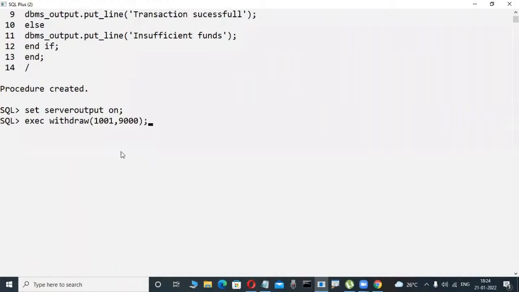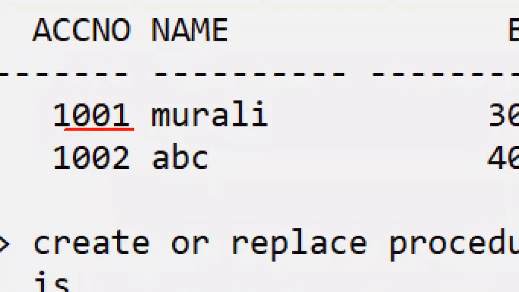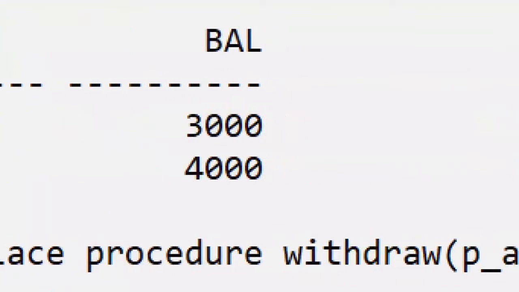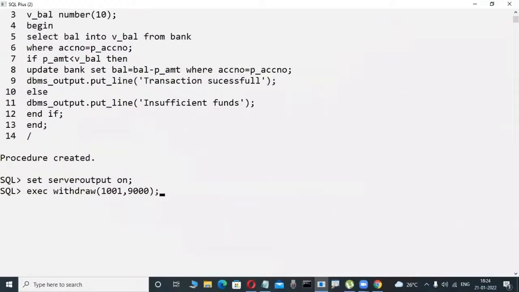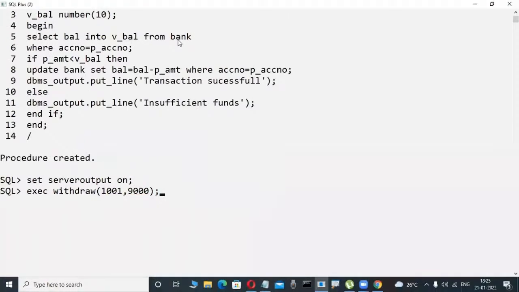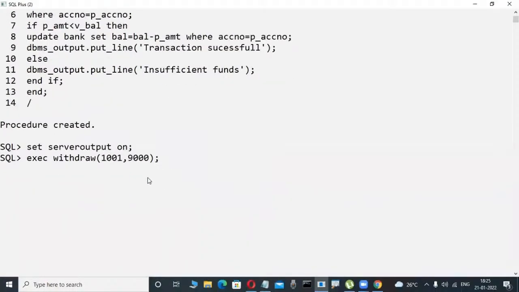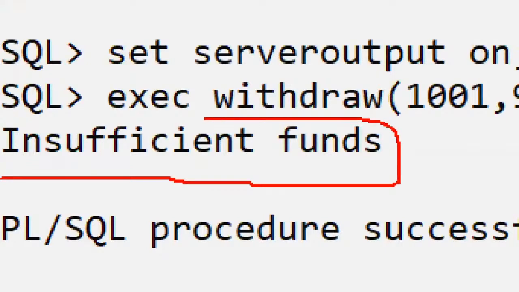Observe my account number in this table, slowly. Scenario, observe the logic. 1001 is my account number. Murali is my name. My balance is how much? 3,000 is the current balance in my table. My account number is 1001, but I try to withdraw how much? 9,000, because I'm writing this program. Whenever I try to withdraw 9,000, is it possible? No. So now it will give a message, insufficient funds.